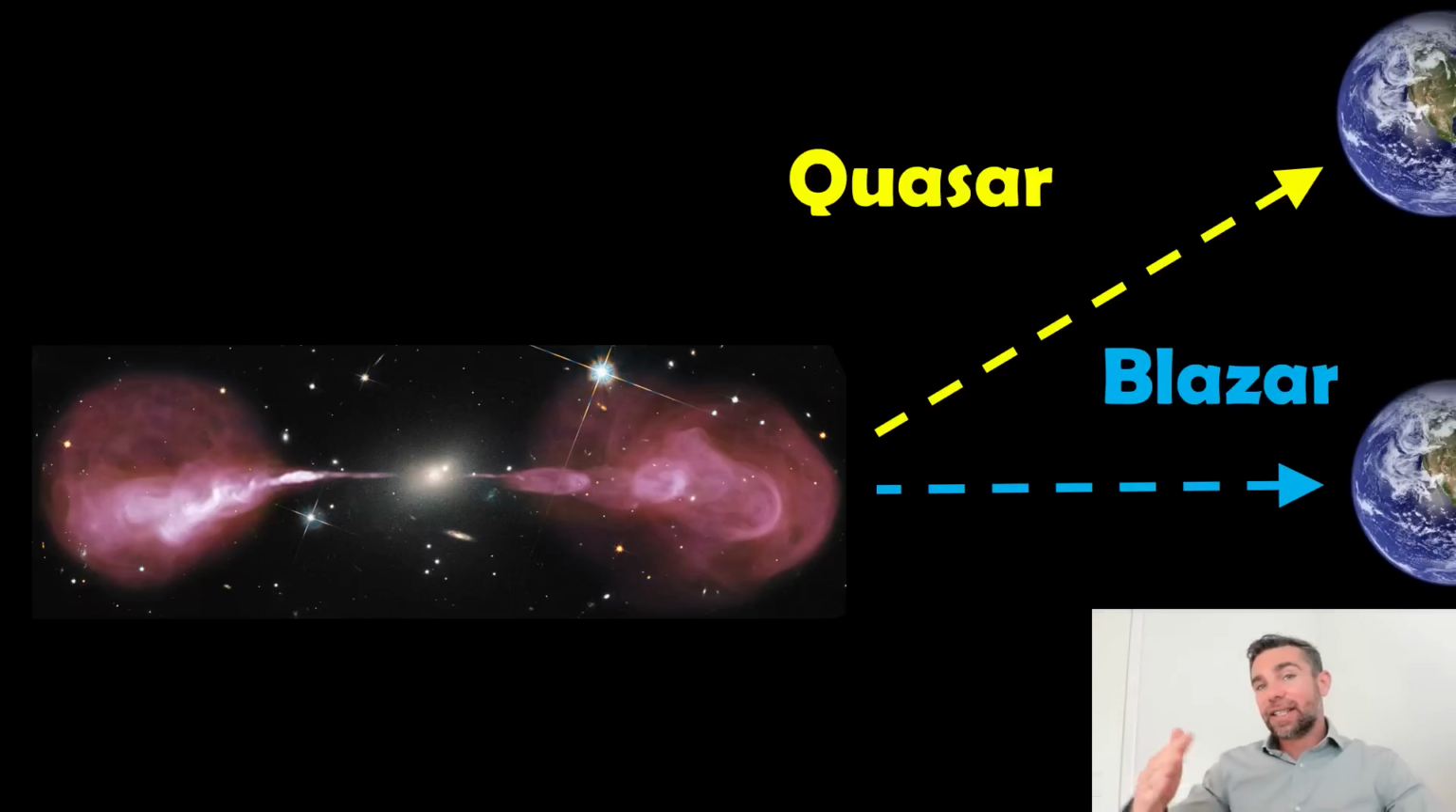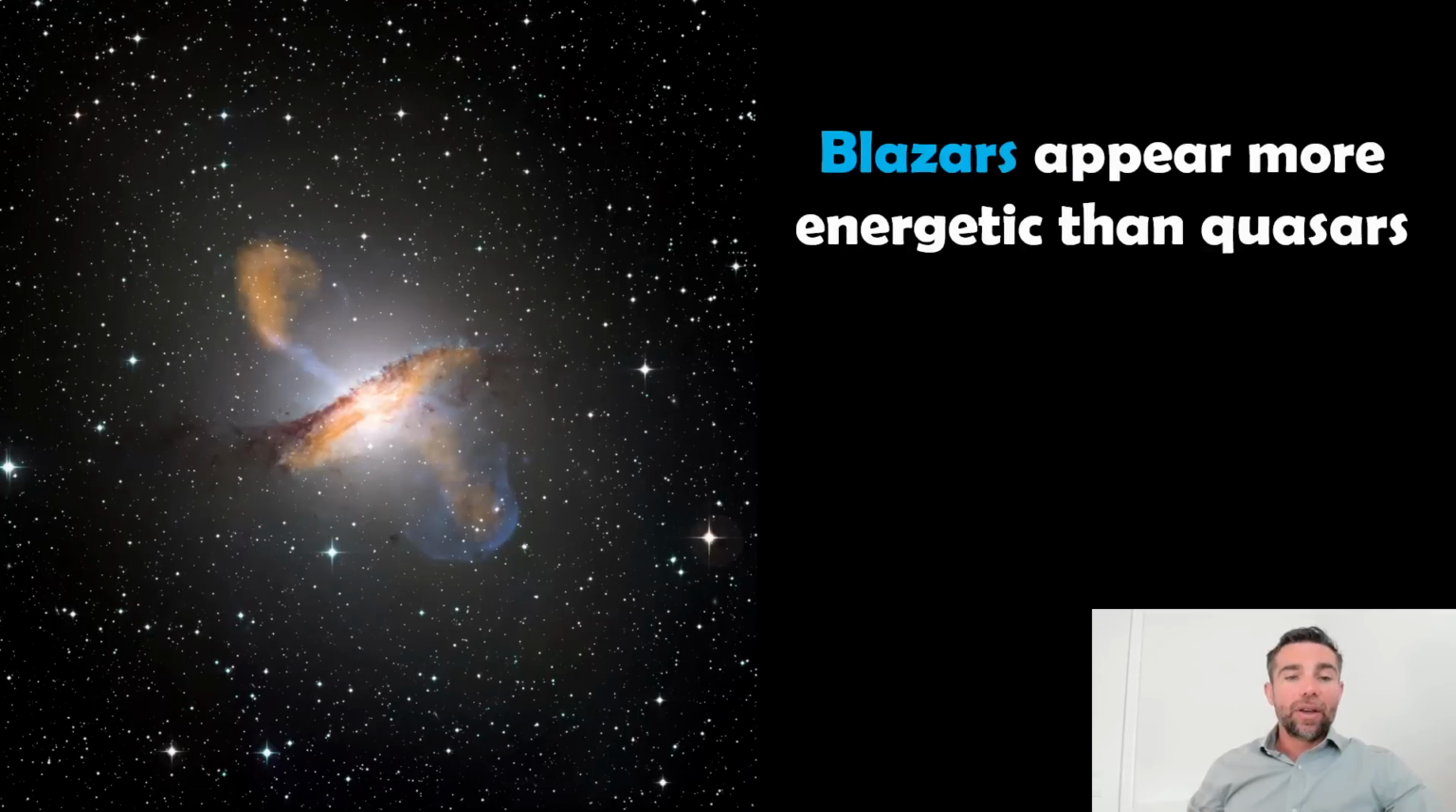A quasar is if it's at a slight angle, so the jets are still there, but they're not directed straight to Earth. And what happens there is the blazar appears a lot more energetic because it's firing that jet straight at us, whereas the quasar is not going directly to Earth. So blazars always appear more energetic and powerful than a quasar. This one here is likely going to be a quasar because we can see the jets coming out, but with the blazar we wouldn't see those jets directly. It would be beamed, essentially line of sight to us, and they will always appear more energetic.